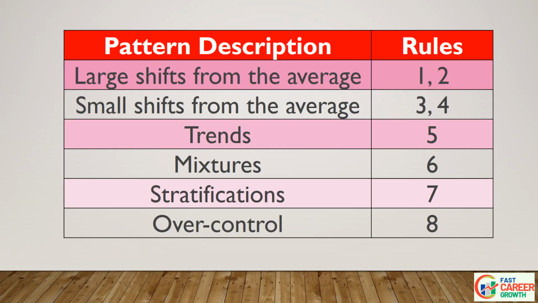Next, if we summarize, rules 1 and 2 indicate large shifts from the average. Rules 3 and 4 indicate small shifts from the average. Rule 5 indicates trends. Rule 6 indicates mixtures. Rule 7 indicates stratifications. Rule 8 indicates over control of the process.